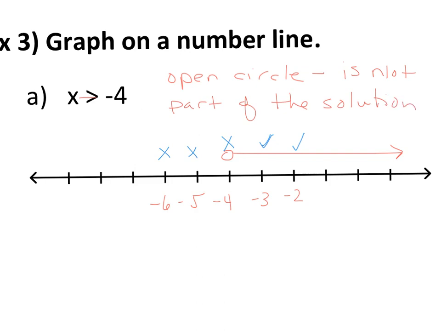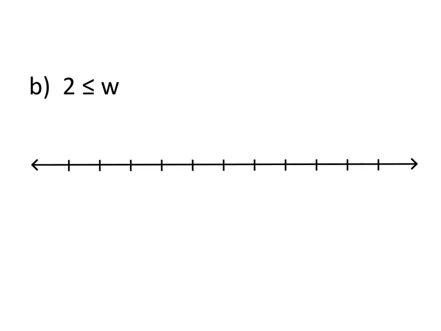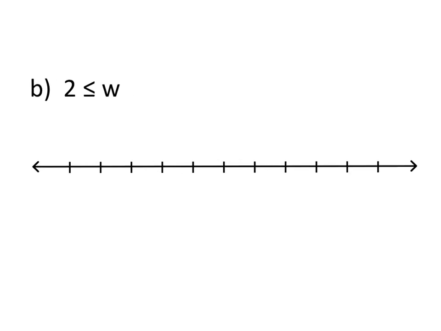Okay. All right, so let's go to the next one. Now on this one, first rule of thumb is your variable has to be out front before you start graphing. So you are going to flip this whole thing around and send it in the other direction. So you're going to say, instead of 2 is less than or equal to W, W is greater than or equal to 2.